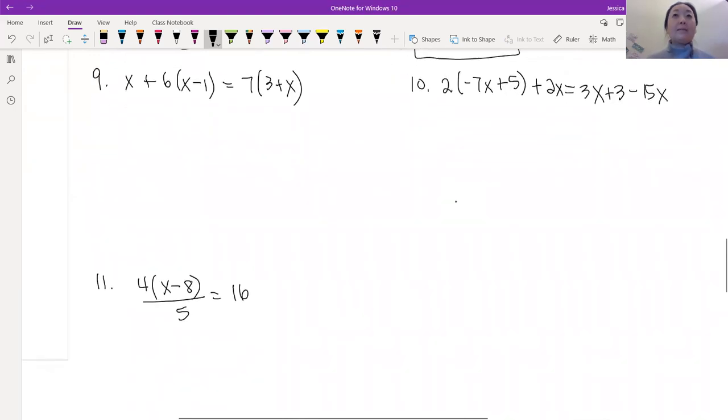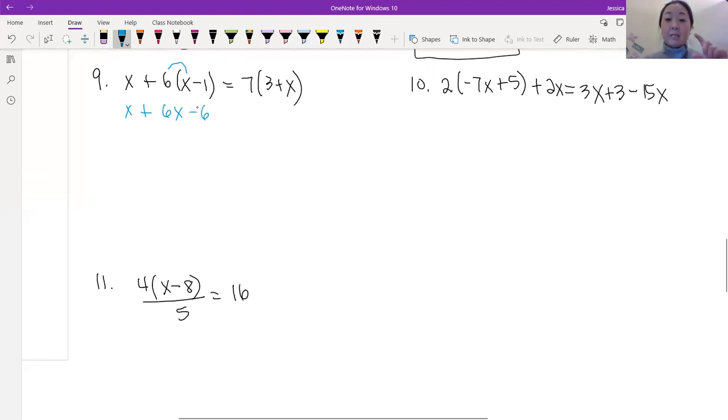All right, number 9. We're almost there. And now we have parentheses that are not like terms. So when they're not like terms and we can't add or subtract them together, we're going to have to distribute them. So we're going to take the 6 and distribute it with this x here, anything inside the parentheses. So this is the x out here. So x plus 6 times x, which is 6x, x times -1 is -6.